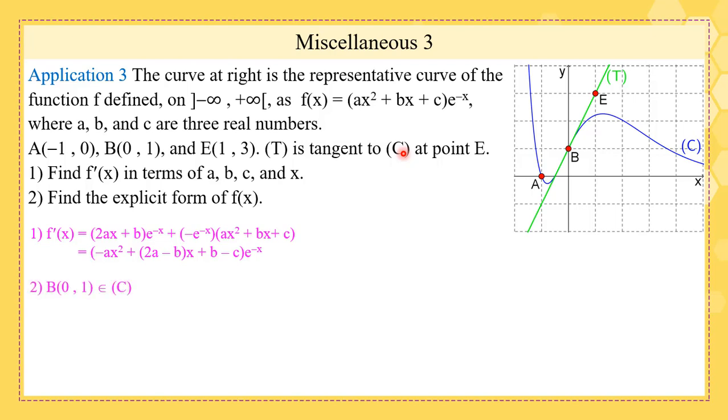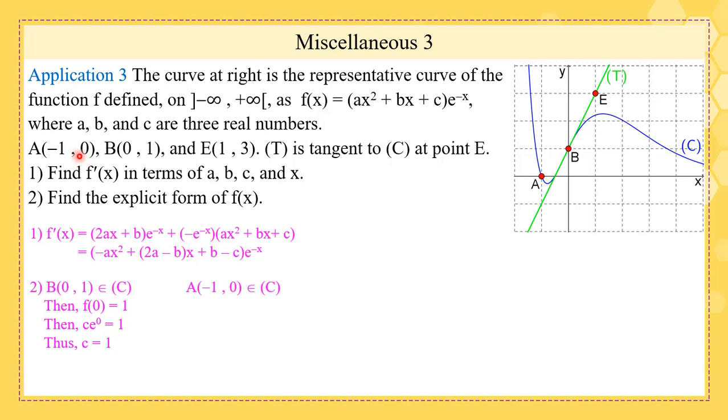Let's begin. Well, B(0, 1) belongs to C. This means that f of 0 is 1. If we go back to f of x, we replace each x by 0, we get c. E to the power 0 is 1, so c is 1. Try always to begin with points where the abscissa is 0 because these are going to be the easiest points.